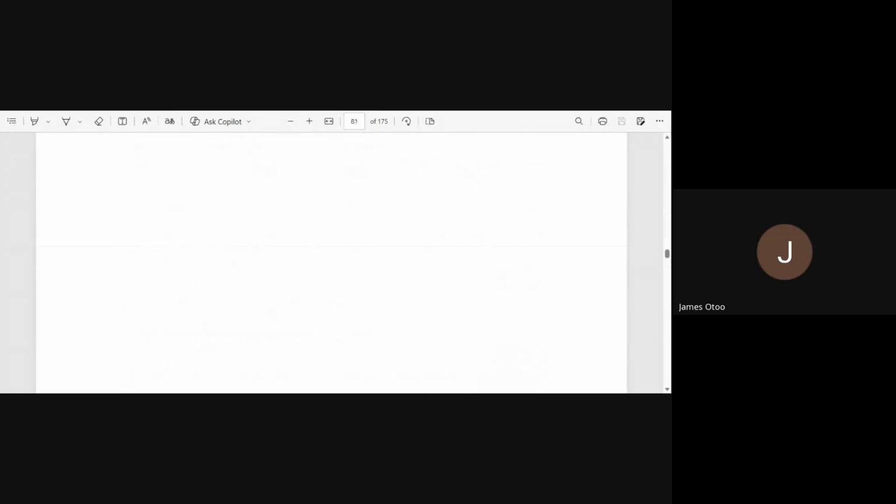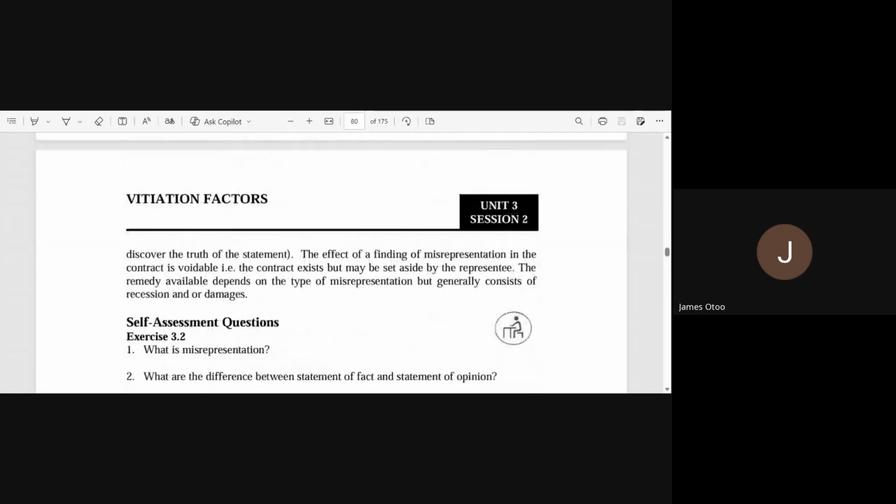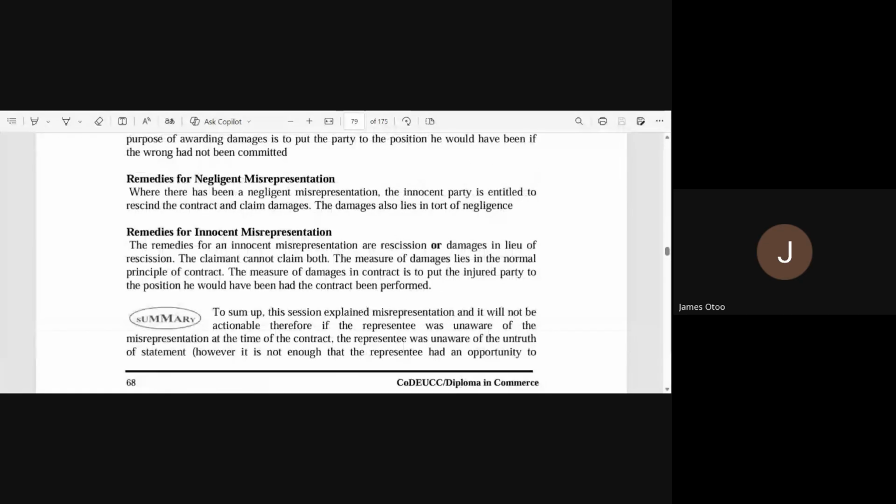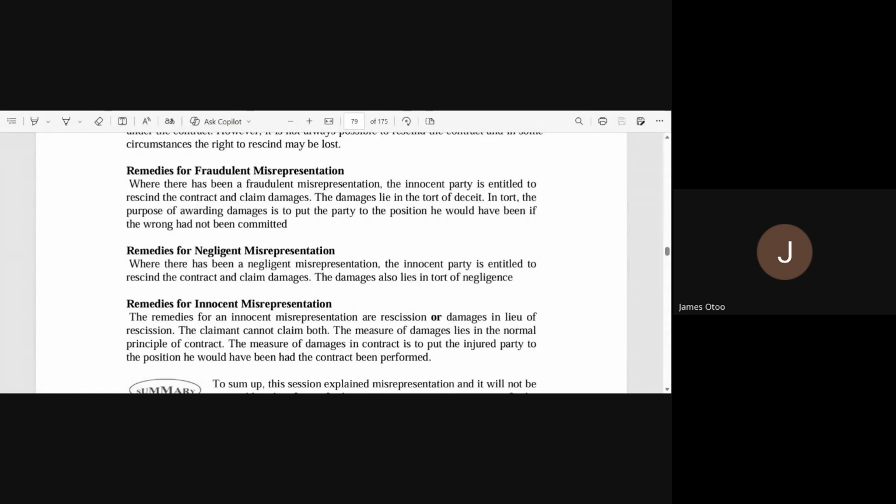So I was saying that for fraudulent misrepresentation, your remedy is that you can set aside the contract. You may decide not to continue with the contract and sue for damages. The same is applicable to negligence. For innocent, you can either rescind or sue for damages. So either you decide not to continue the contract, or you continue and sue for damages. That is what I said.